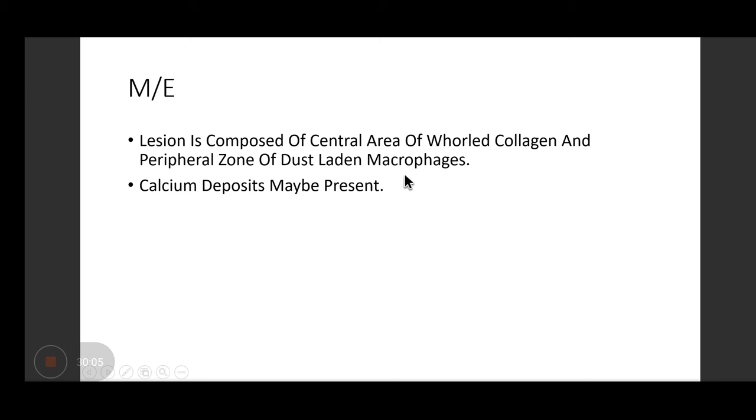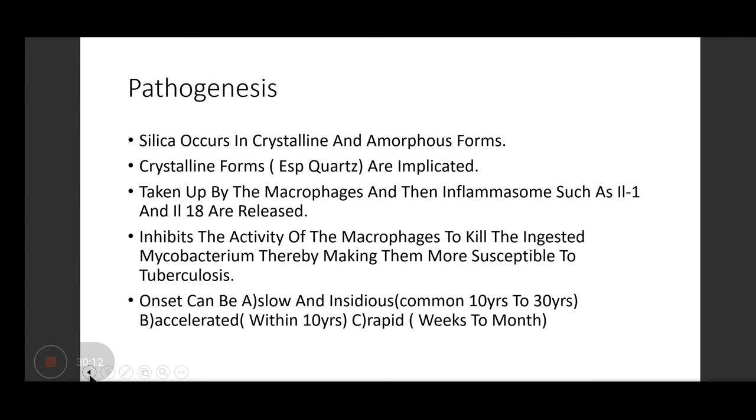Lesion is composed of collagen and a peripheral zone of dust-laden macrophages. Calcium deposit may also be present. Collagen.